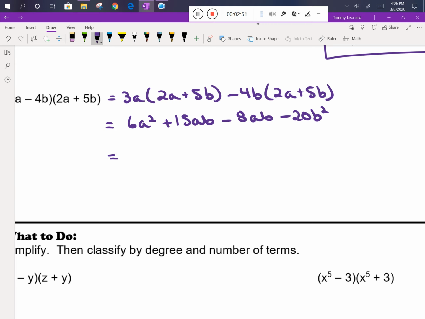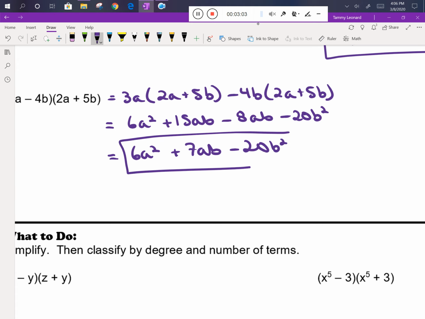I can now see that those two middle terms really are like terms because they both have an a and a b. So I have 6a squared plus 7ab minus 20b squared. And that would be a quadratic trinomial. But again, I'm just reminding you of that vocab because we weren't asked to write that for this problem.